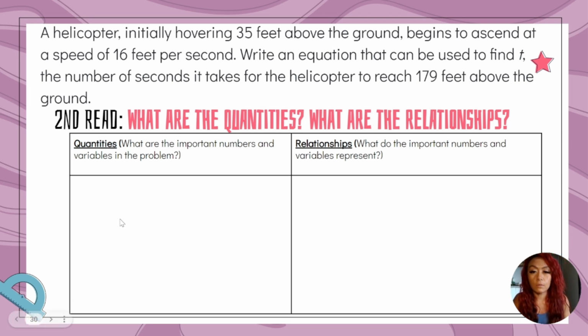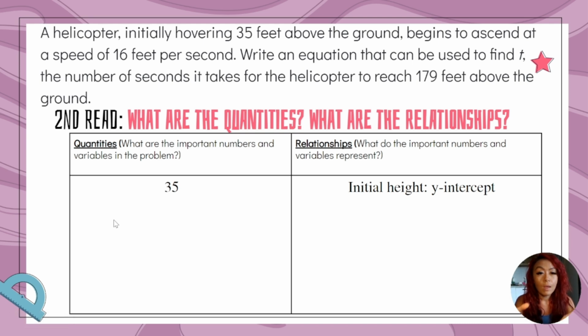So let's take a look. We have 35. That represents the initial height of the helicopter. So now you have to recall that the initial height, or initial value in general, is always going to be your y-intercept. This is going to be important when we get to writing our equation.